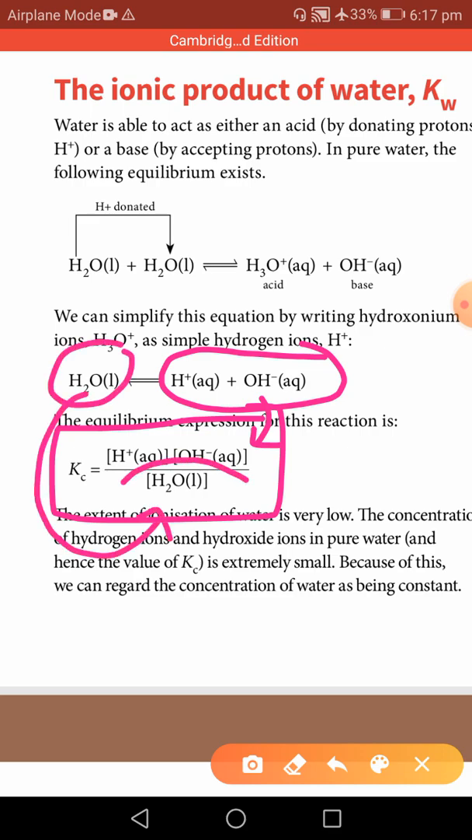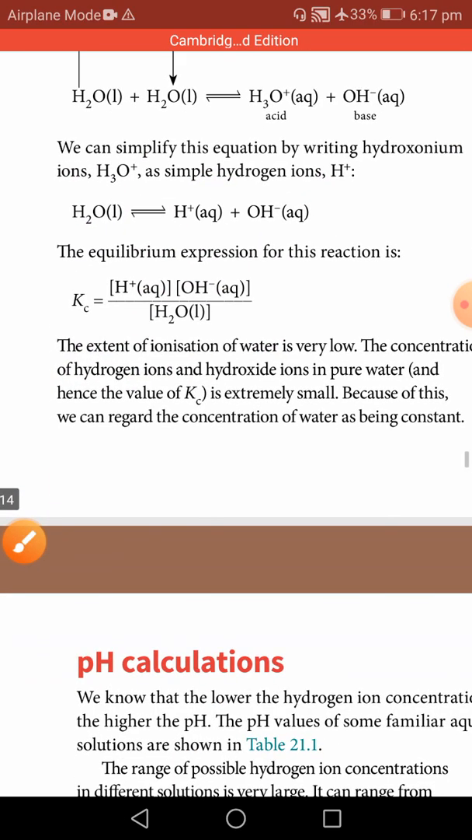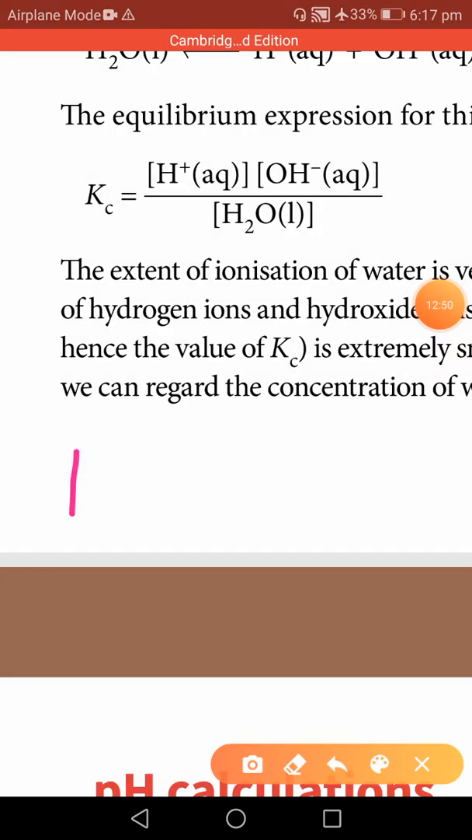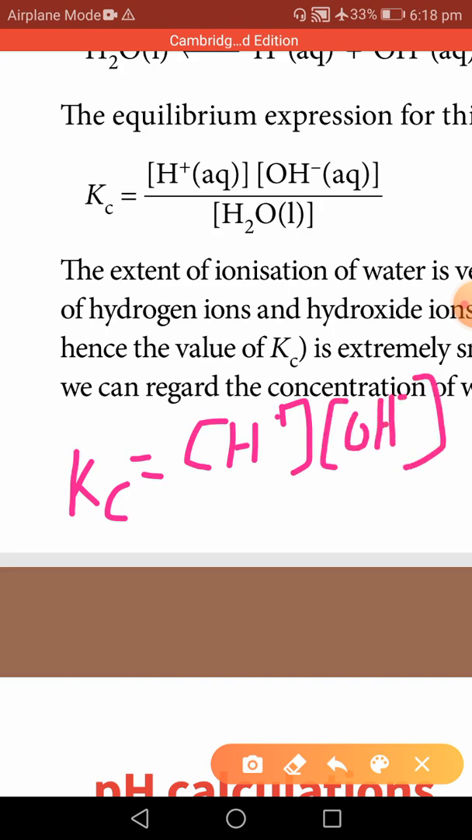But look here, water is in liquid state. We have learned a few moments ago that any liquid, gaseous or solid state has to be considered as having concentration 1. So we would consider the concentration of water to be 1. So our equation stands like this: Kc is equal to concentration of hydrogen ion into concentration of hydroxide ion divided by 1. So 1 is cancelled out; dividing by 1 gives the same result.